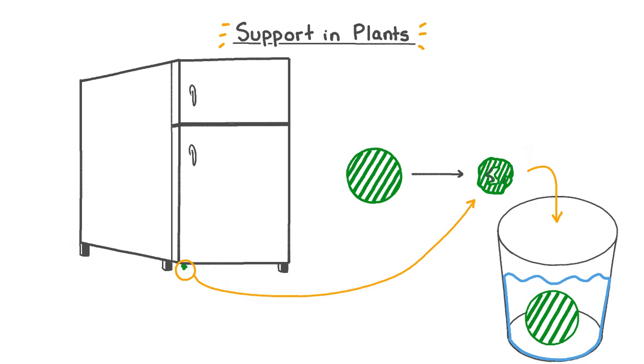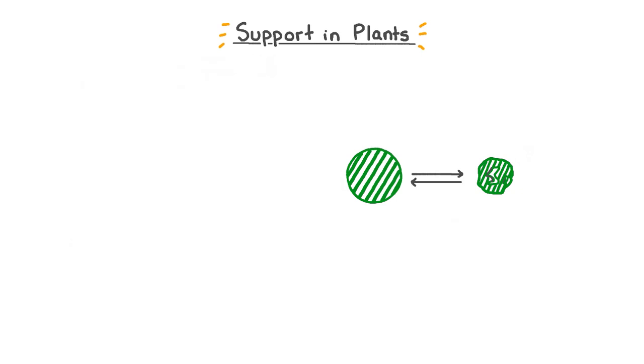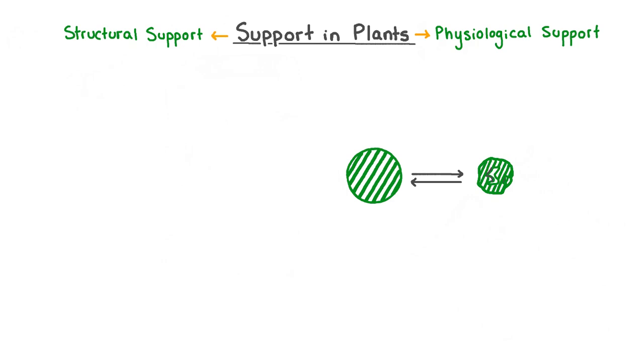While humans, like many animals, have a skeleton to support them, plants do not. Therefore, plants need other support mechanisms to maintain their cell shape and their overall shape, and also to protect them. There are two methods that a plant uses to maintain its shape and structure: physiological support and structural support.